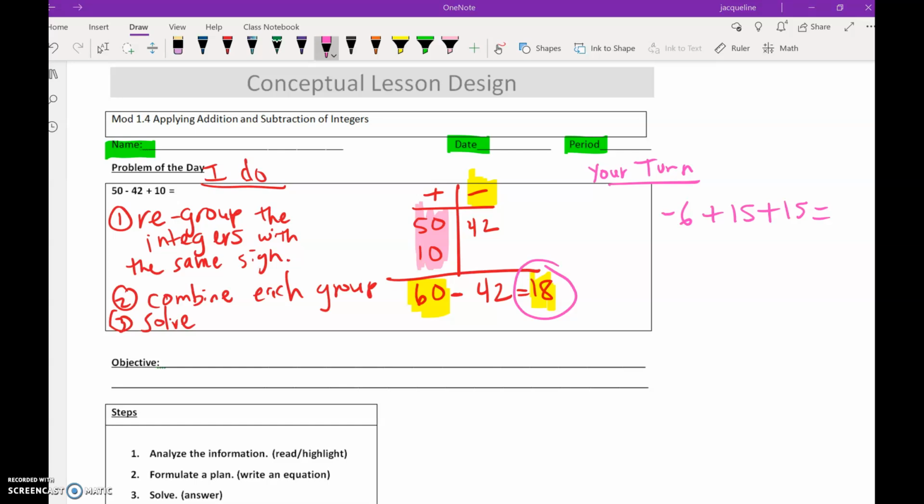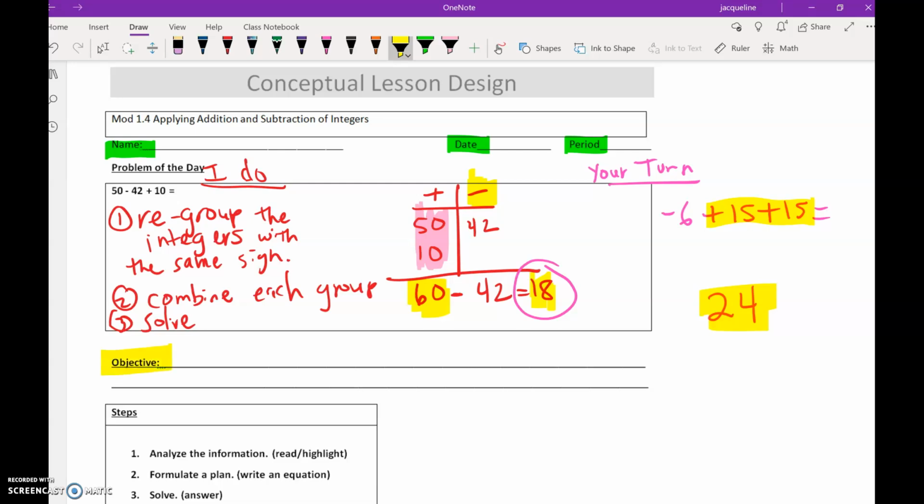Your answer should have been 24. Since if you notice, there are more positives than negatives, so our answer should be a positive answer. I hope you showed your work because I will be checking this section.